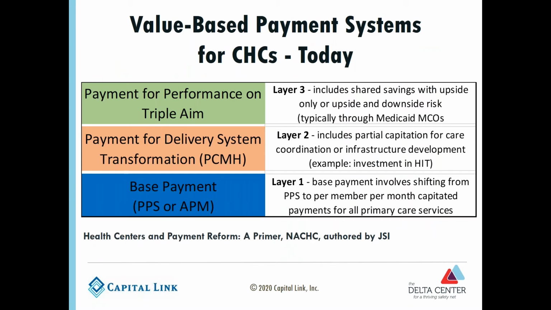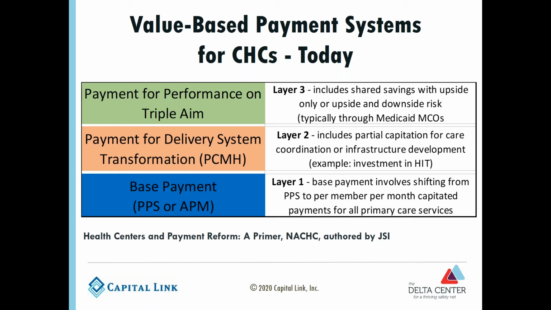So value-based payment system today, essentially it's payment performance for triple aim. Basically there's a base payment, layer 1 base payment, shifting from patient fee-for-service to per member per month. I think that most places are still living in a fee-for-service environment with some hybrid methods of capitation. Payment for delivery system transformation, PCMH, and other things. Partial capitation for care coordination.